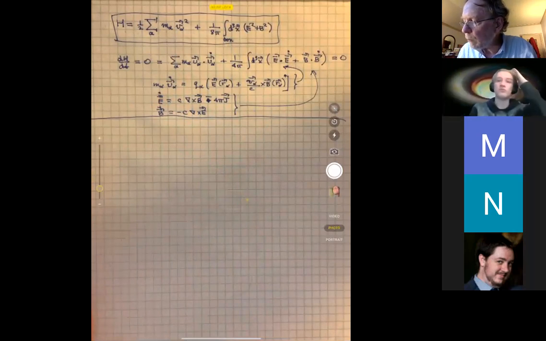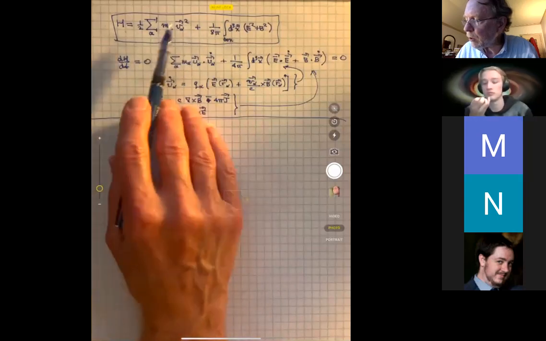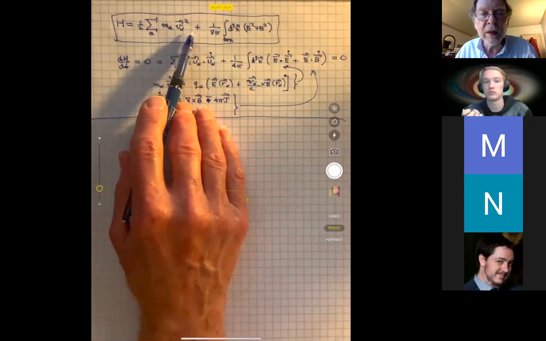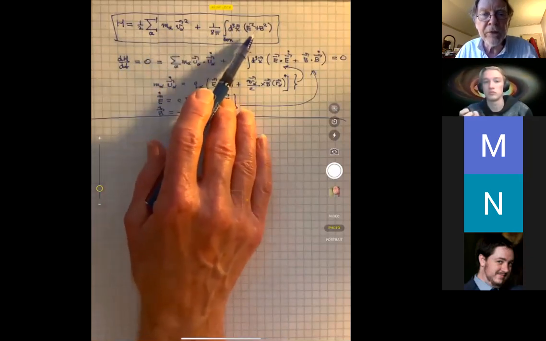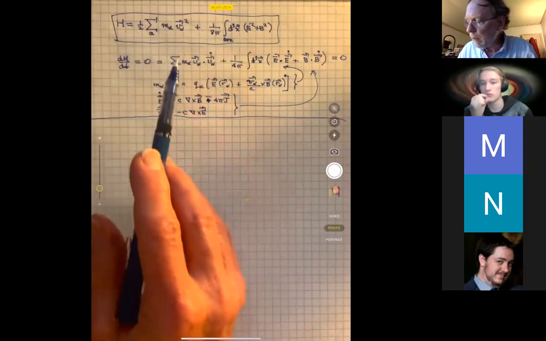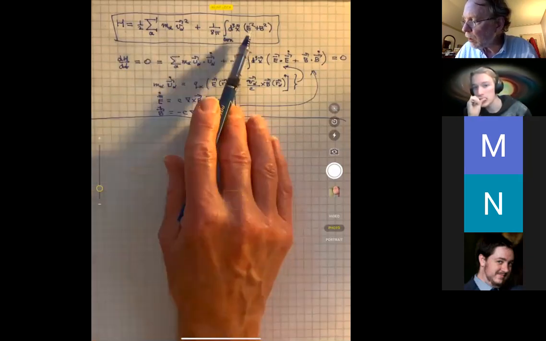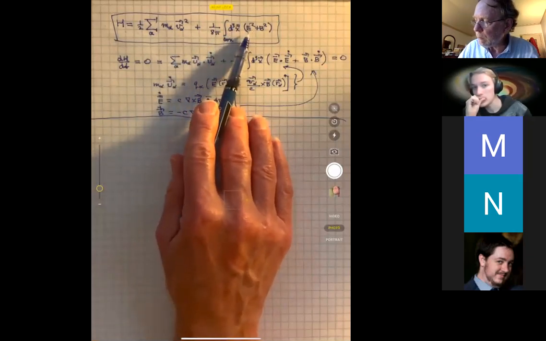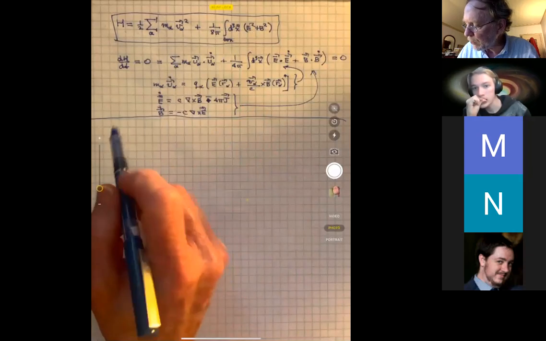We'd like to express this in terms of these variable coordinate transformations we just went through. Ultimately, we'd like to write it in terms of Q's and P's, not only for the field, but also for the matter. So to begin that process, let's work on the electric field energy, the electric part of the field energy here.